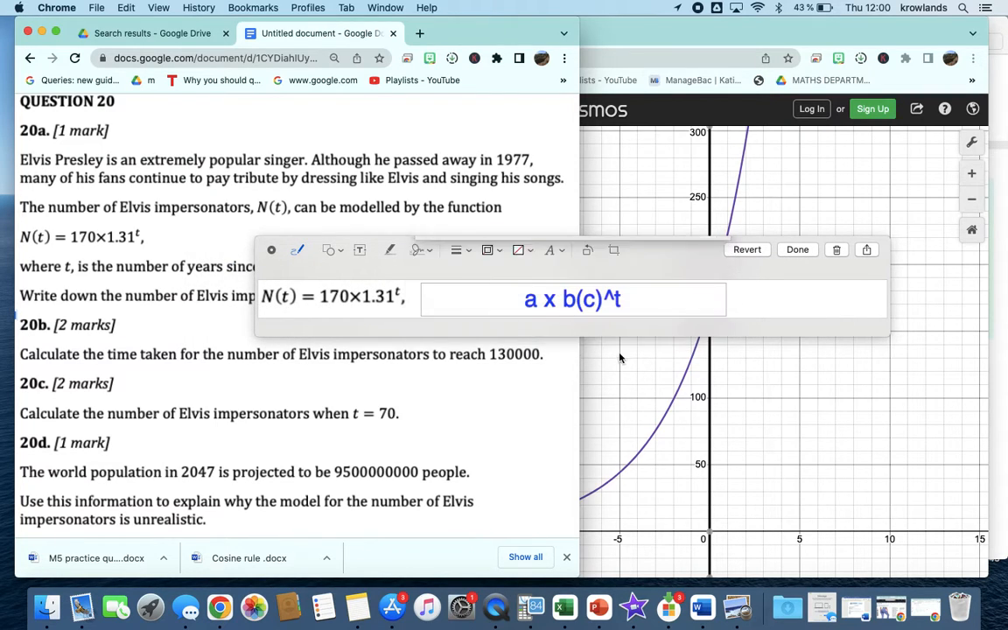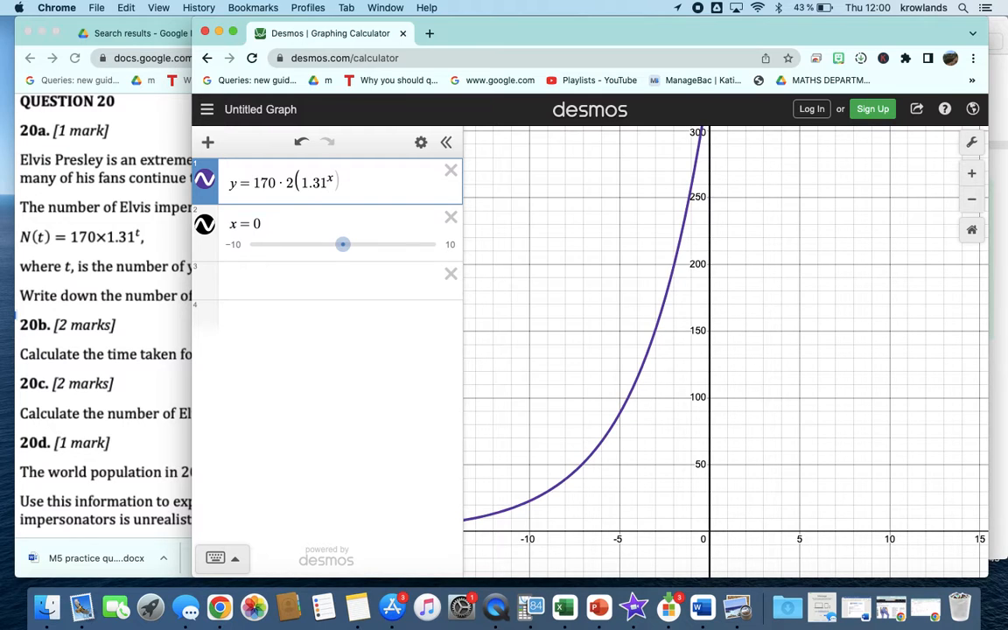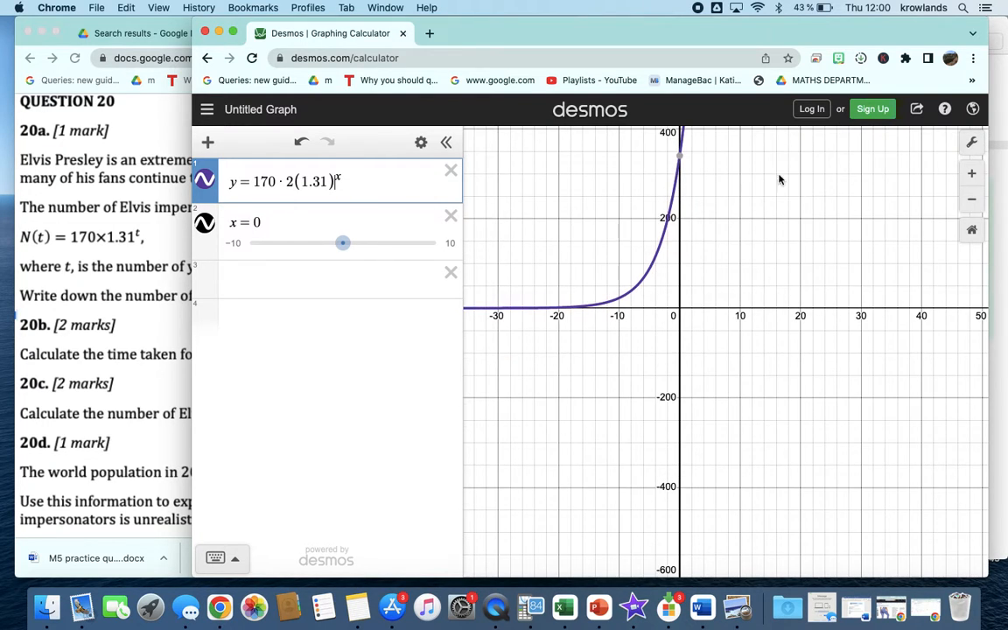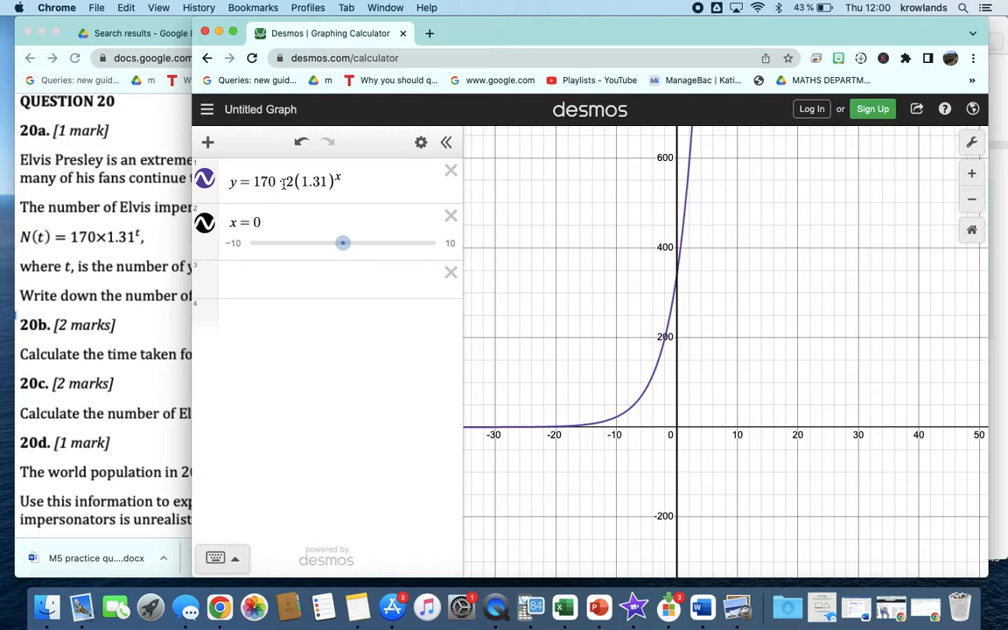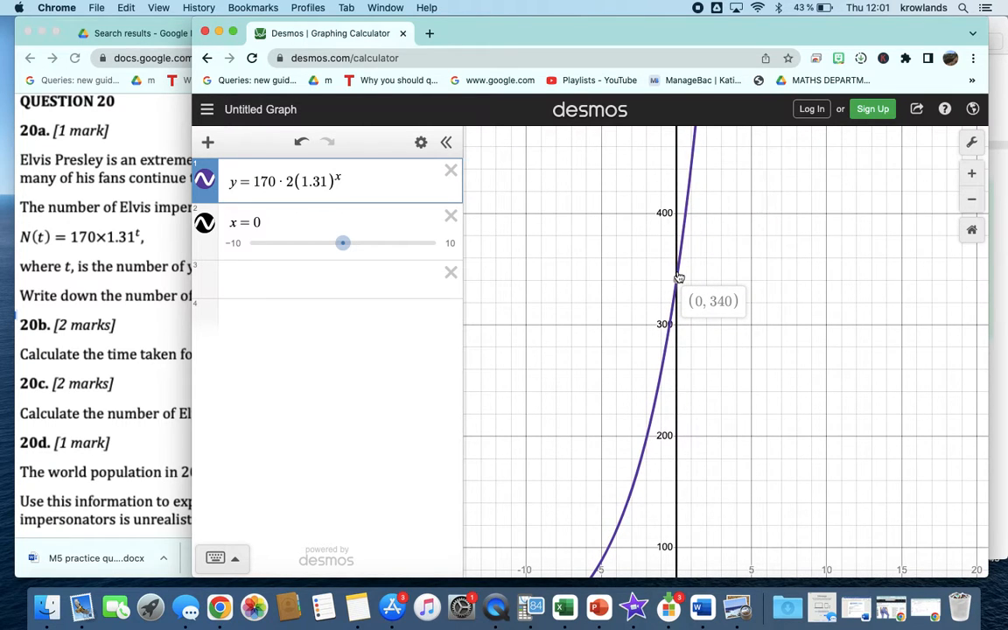I'm going to do this by changing the function very slightly. Let's now change it to 170 times 2 times 1.3 to the power of x, and let's see how this changes. Okay, so we've now got a y-intercept of 340.